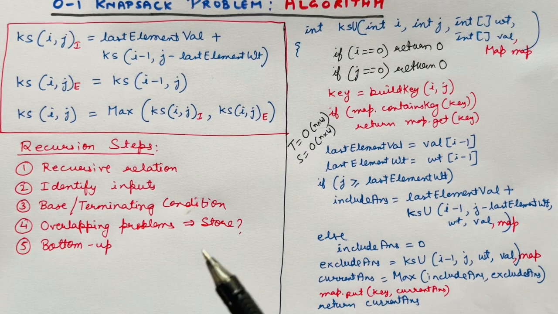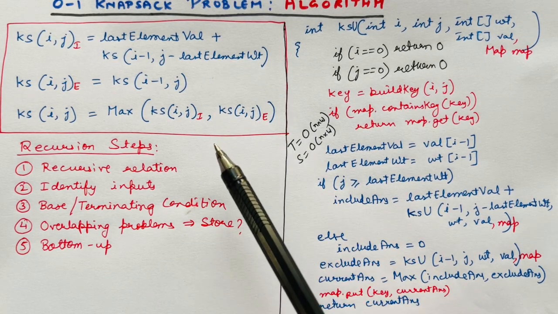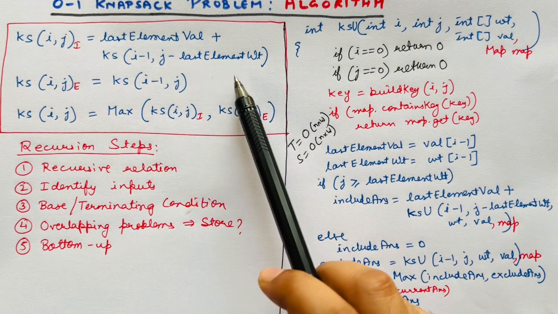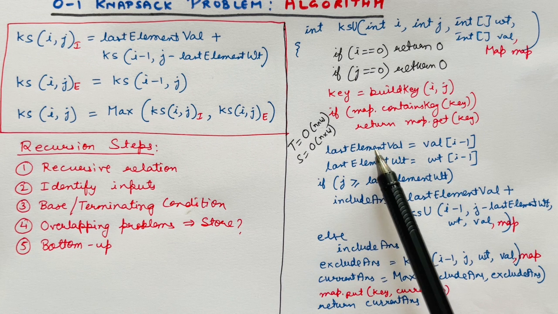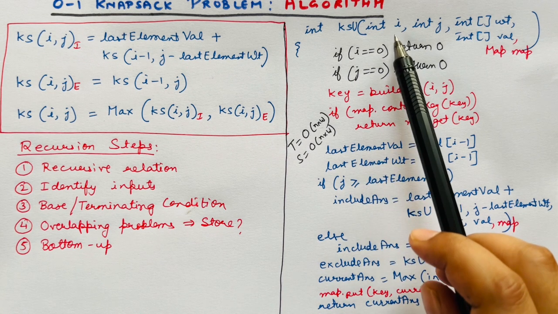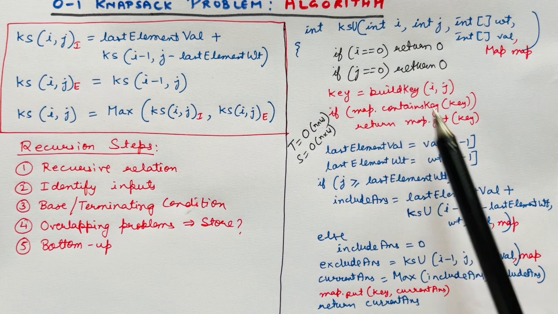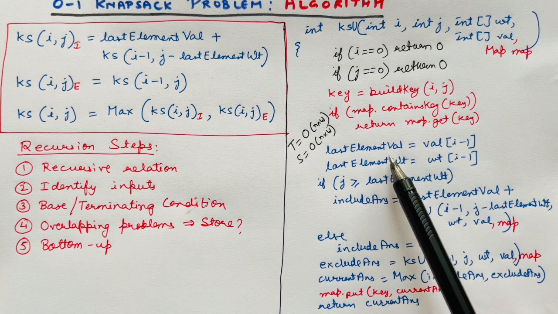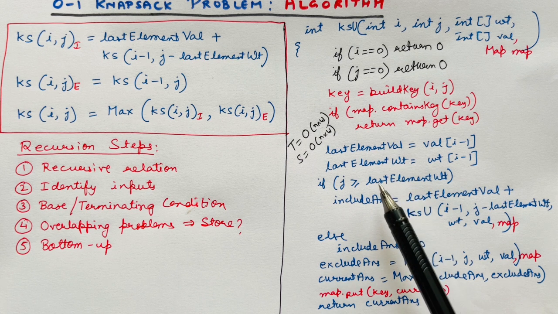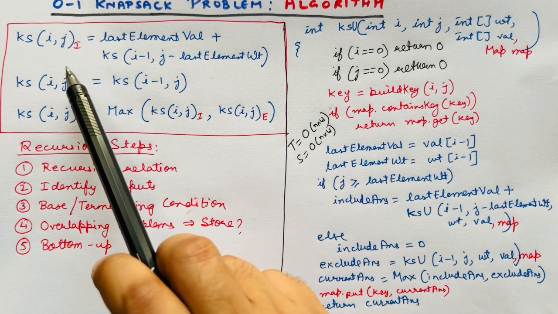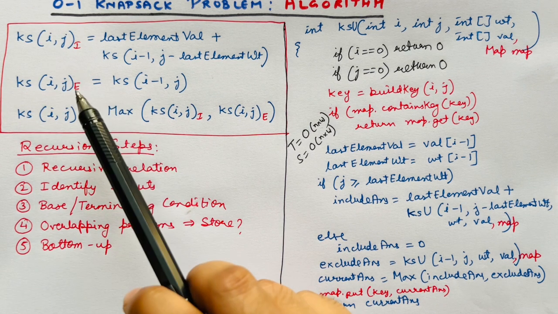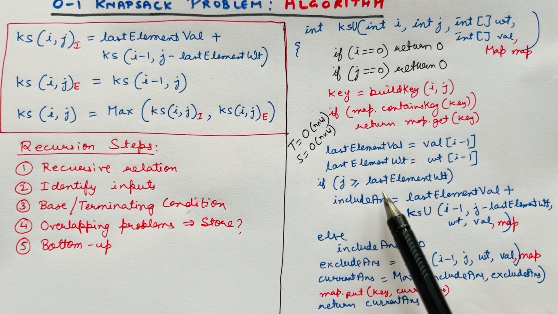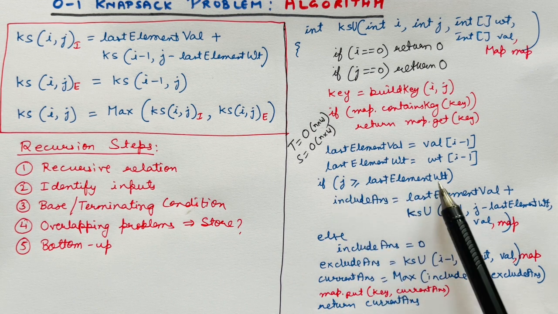We first tried to convert this recursive relation into an algorithm. So we knew that we needed last element's value and last element's weight. So we first tried to calculate that. Now if we were considering first I items, the last element would lie at index I minus 1. So we could get the last element's value and last element's weight. Next we wanted to calculate the answer for the include case. But the include case made sense only when the capacity of the knapsack was greater than the weight of the last element. So we added this condition.